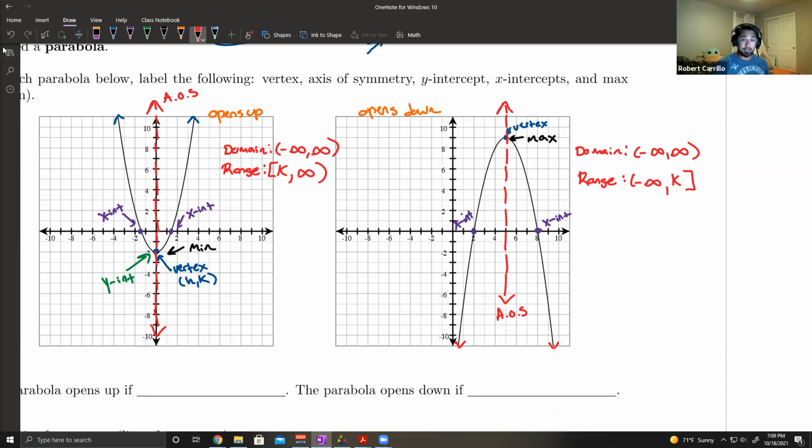One thing I did not mention is our parabolas may have 2 x-intercepts, 1 x-intercept, or no x-intercept. It just depends on the equation. So a parabola can have 2 x-intercepts, 1 x-intercept, or no x-intercepts at all. It will always, always, always have a y-intercept though.